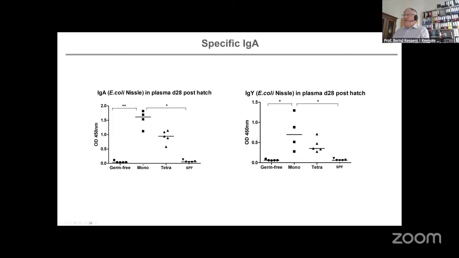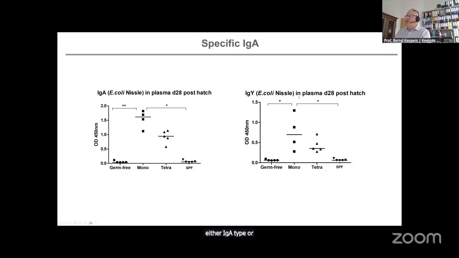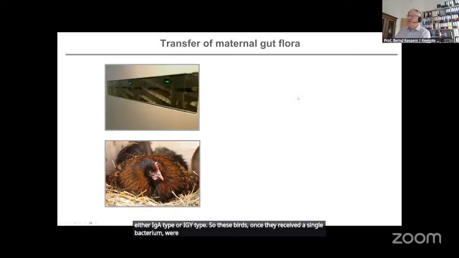And also, these birds receiving just a single E. coli, or those receiving a cocktail of 4 bacteria with this particular E. coli, they could produce specific antibodies to these bacteria quite nicely, either IgA type or IgY type. So these birds, once they received a single bacterium, were actually able to respond to the single bacterium.